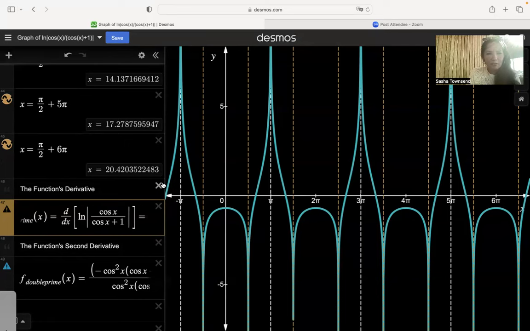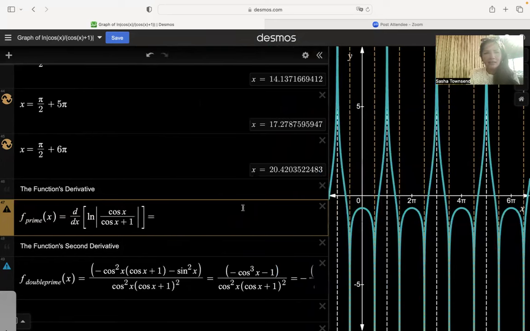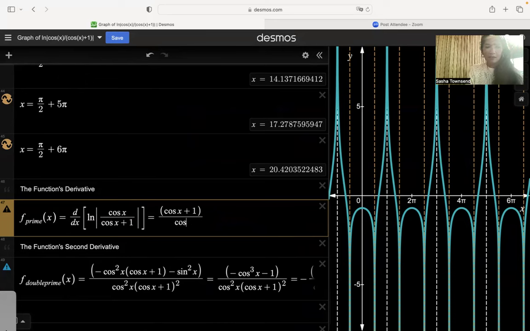And we know, I'll just do the calculations here in line. We know that the derivative of log of a function is 1 divided by the function. So I'm going to have 1 divided by this fraction, and dividing by a fraction is the same as multiplying by the reciprocal. So I'm going to get cosine of x plus 1 divided by cosine of x, right? Because I have 1 divided by this is this, times the derivative of the inside by the chain rule. And the derivative of the inside is that, cosine of x divided by cosine of x plus 1.